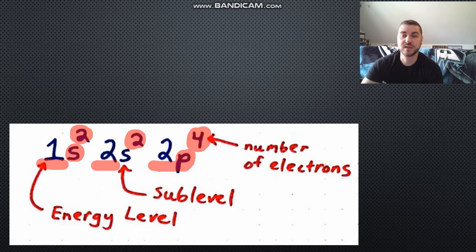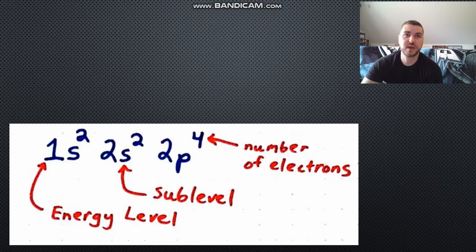So this atom has 8 total electrons, which helps me identify it. So this atom would be oxygen, because oxygen is number 8 on the periodic table, and it has 8 electrons when it's a neutral atom. And this configuration displays an element with 8 electrons.